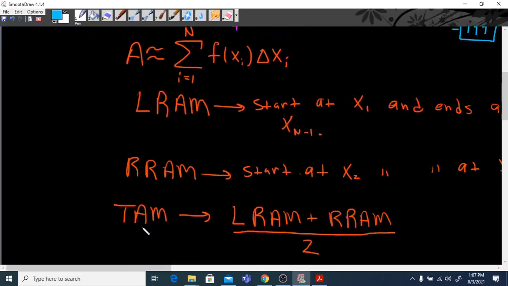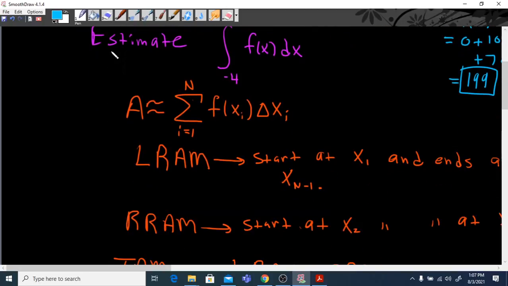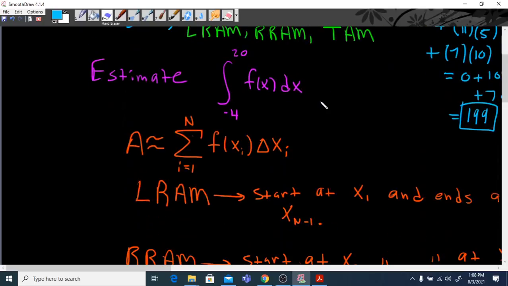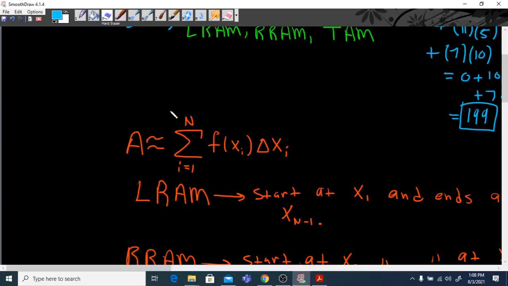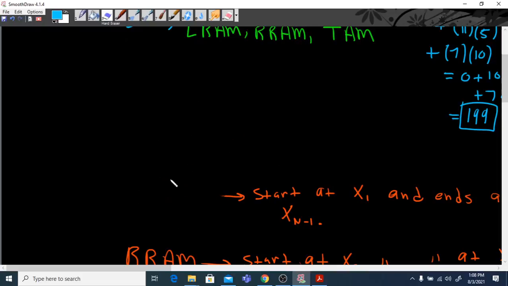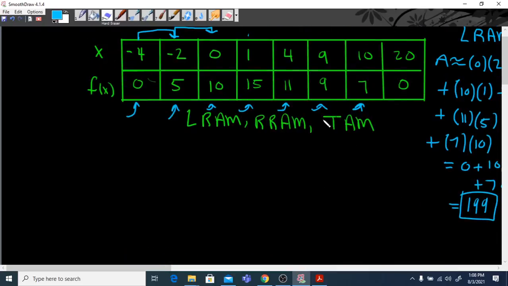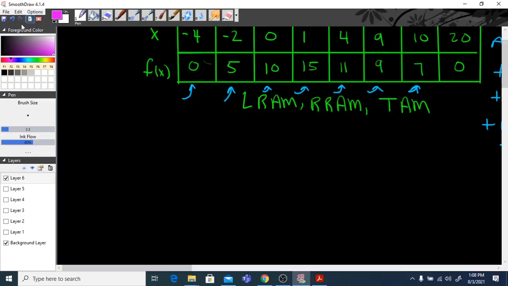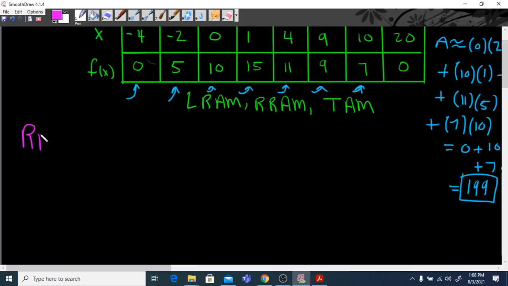I guess we don't really need this stuff anymore, do we? So we know what's going on, so let me just erase a little bit of stuff here. We know what we're doing already. And you know what? I'm thinking this is probably enough space. So here we go. Let me change my color. Right rectangle approximation method. Here we go.